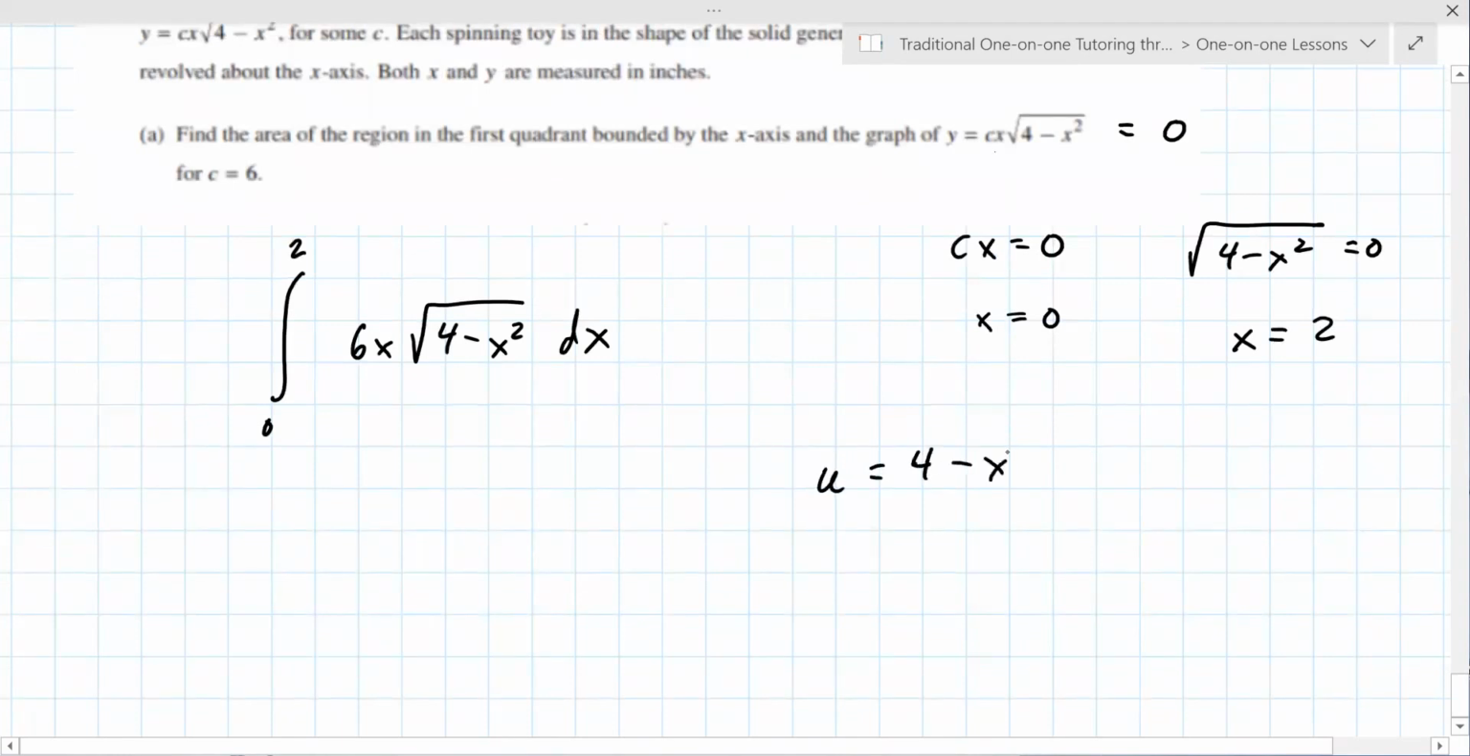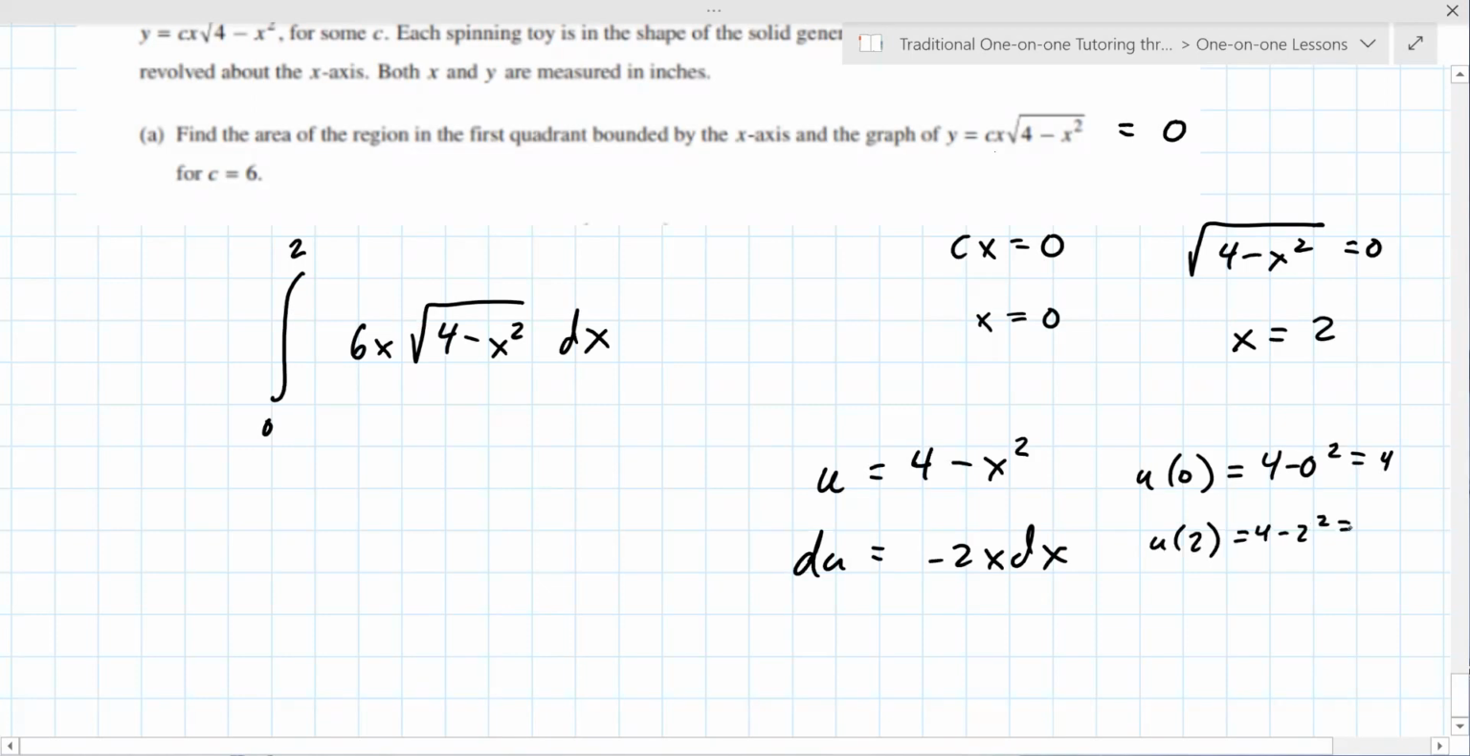Your U is 4 minus x squared. As a reminder, your U's are denominators, roots, parentheses, stuff like that. What you're looking for is that derivative in the rest of the problem, and it is there. Now, since we're going to the trouble of using a U, we should adjust the bounds. So U of 0 is 4 minus 0 squared, which is 4. U of 2 is 4 minus 2 squared, which is 0. And it's okay that it's 4 to 0.